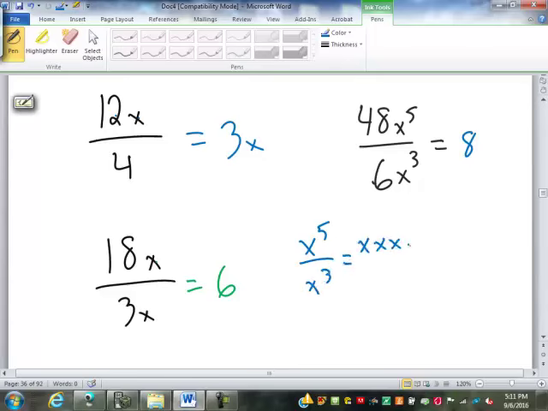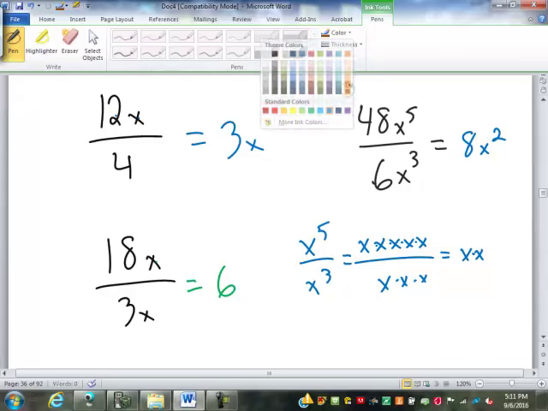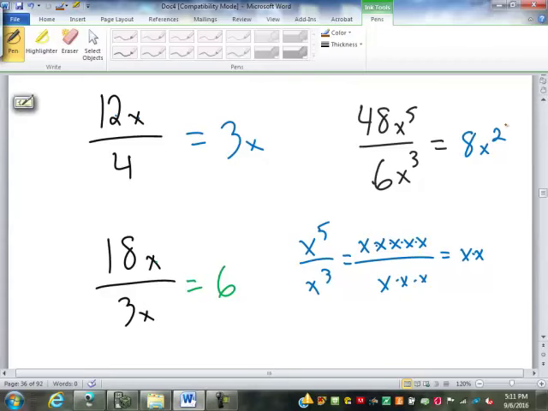X to the 5th is 5 x's multiplied together. X to the 3rd is 3 of them. You've got it. We subtract. 5 minus 3 is 2. X times x, or x squared. Yeah, 5 minus 3 is 2.